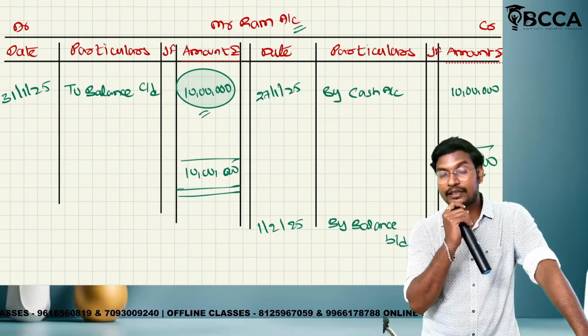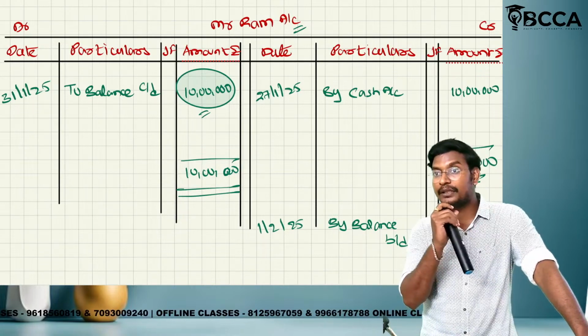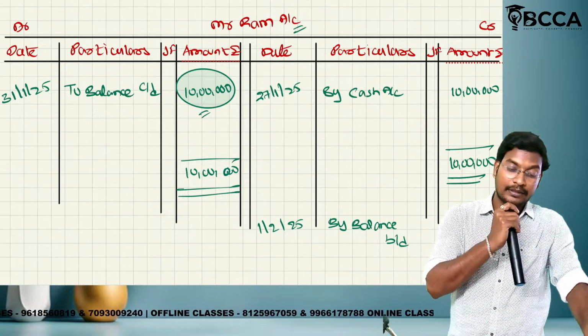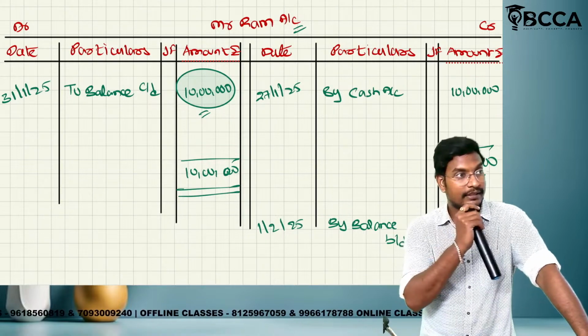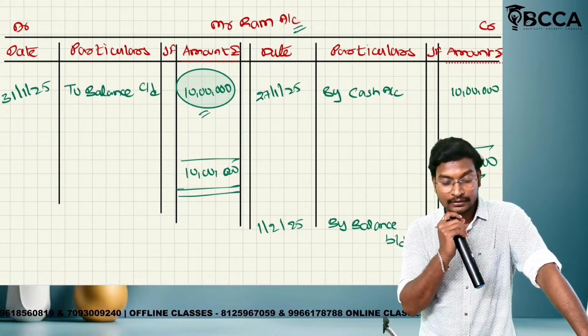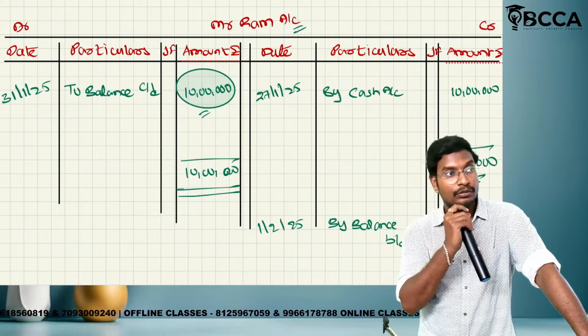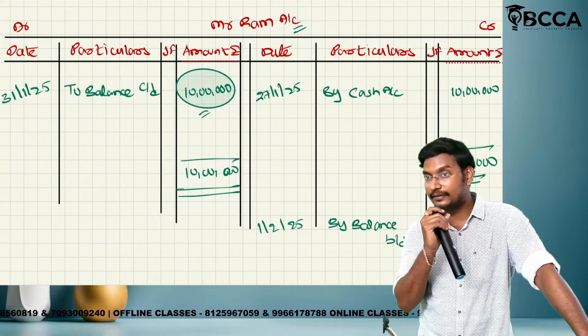What is the shape of the trial balance? T shape. There are two ways we can prepare the trial balance. We can prepare it in the T shape: on the left-hand side we record the debit balances, on the right-hand side we record the credit balances. We will see the trial balance clearly in the next class. So in this class we have learned about the ledgers.